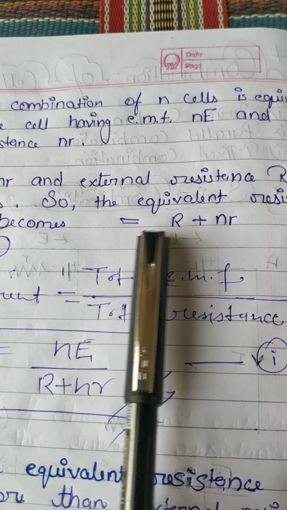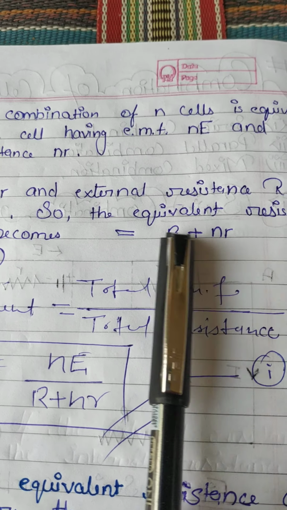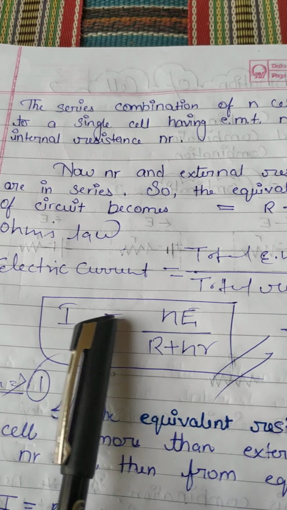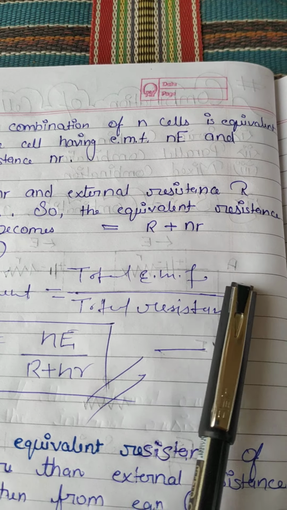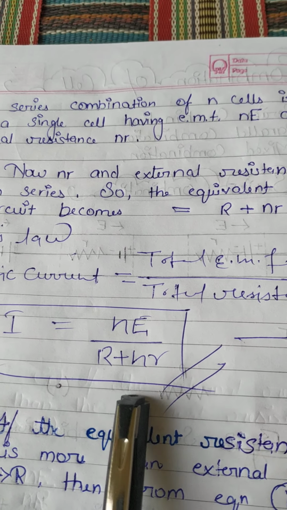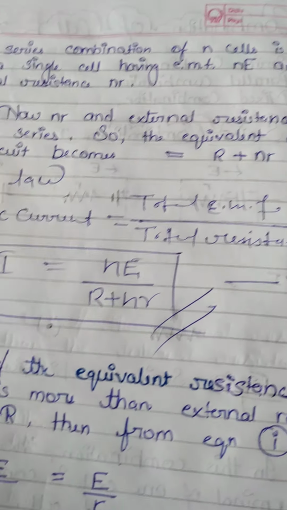Then total resistance, external plus internal, is R plus nr. By using Ohm's law, electric current equals total EMF of the circuit upon total resistance: I equals nE upon R plus nr. Equation number 1.